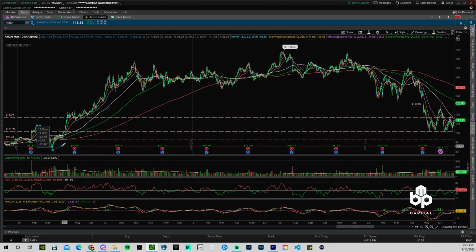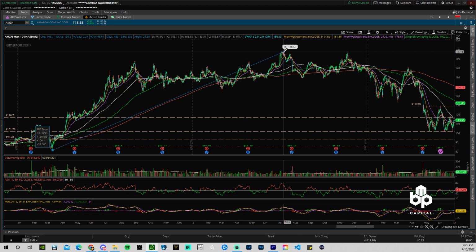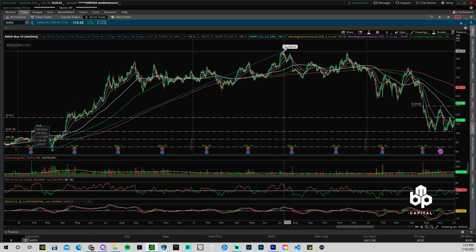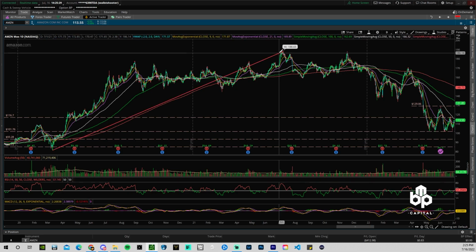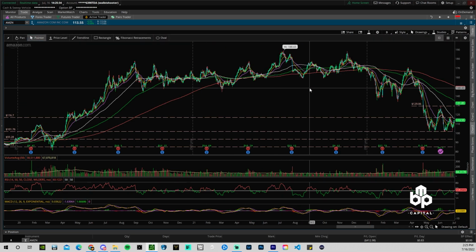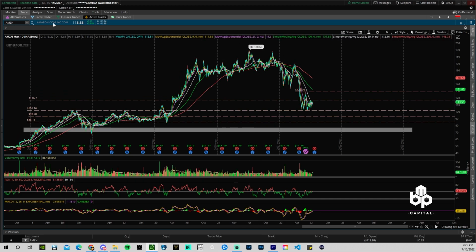Let's look at it. From the lows of the start of the pandemic to the high, which was July 13th of last year, Amazon increased over 130%. Yeah, over 130% from these highs and lows. That's incredible. And what has it done since those highs? Let's check it out.